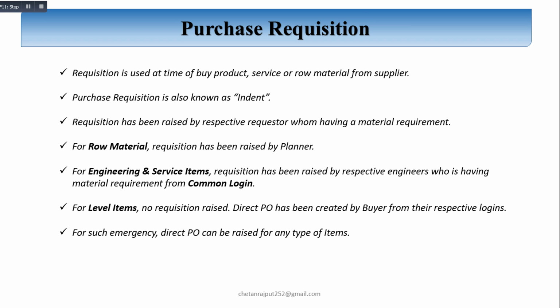Requisition is raised by the respective requester who has a material requirement. There are different types of items, and there are different requisition processes. For the raw material type, the requisition is raised by the planner. For engineering and service items, the requisition is raised by the respective engineers who have a material requirement, from the common login. It is an EBS common login.